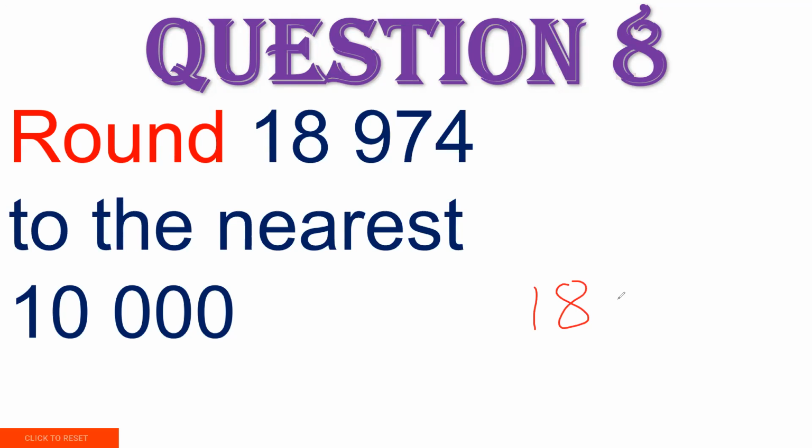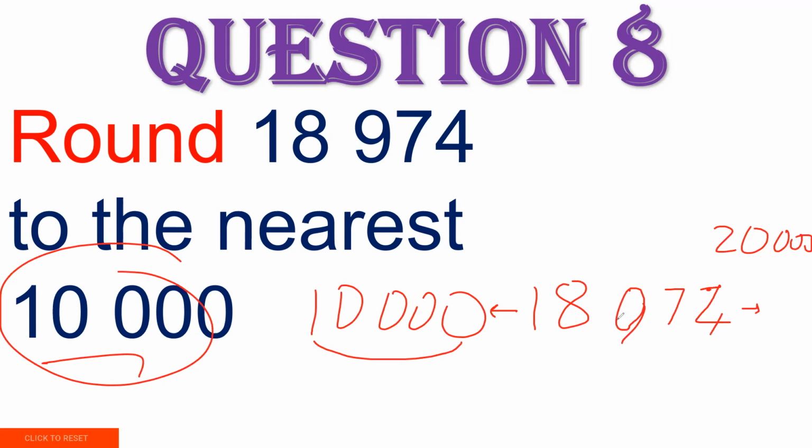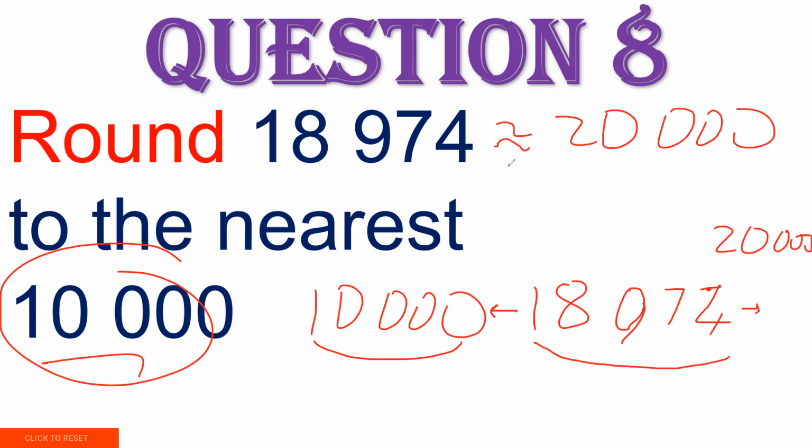Let's just say 18,974. So 18,000, before 18,000, what we have is 10,000, right? So before and after, what you have is 20,000, because we said round to the nearest 10,000. Okay, so 10,000, 20,000, 30,000. You just write before and after, what we have, 10,000 or 20,000. And then, as you see, it is close to 20,000. So if you round with 10,000, your answer is 20,000. All right. I hope you are getting it.